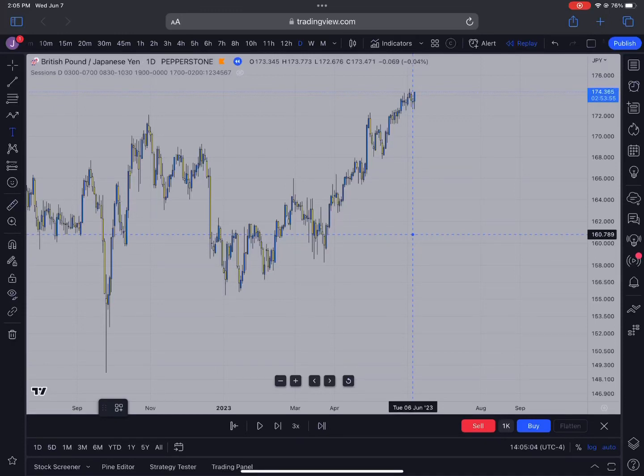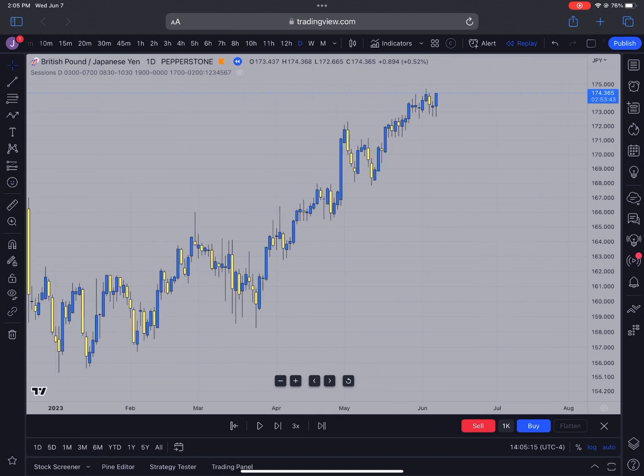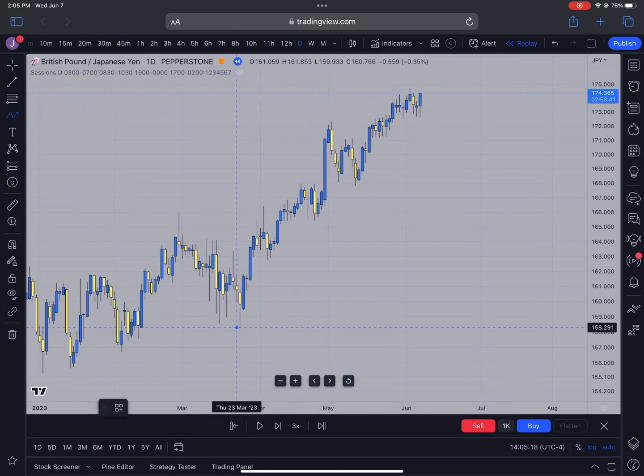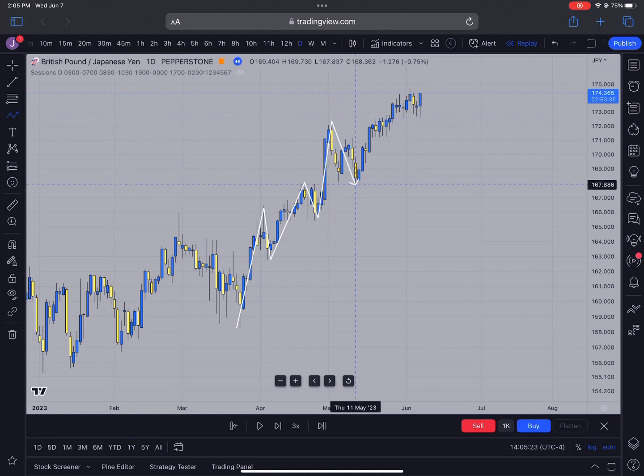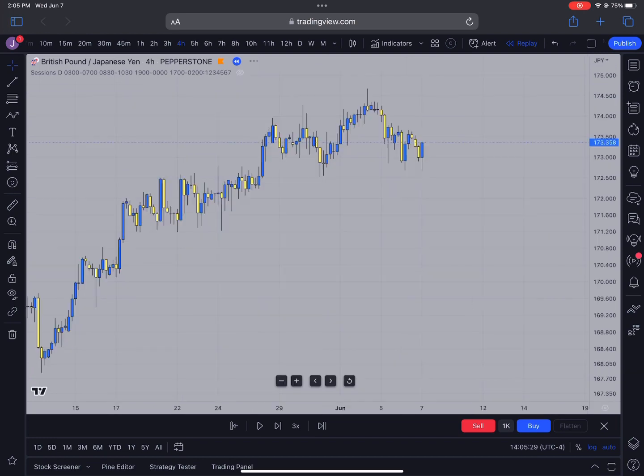Hello everyone, so today we are going to show you how you could have entered a GJ trade today. First thing we're going to do is get a daily bias. We're going to do this by seeing what the daily time frame is doing, which in this case is making higher highs and higher lows. Daily is in a bullish market right now.